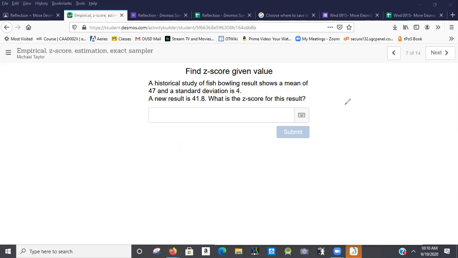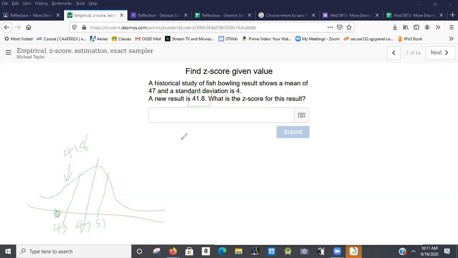Historical study, okay, what are we looking for? Let me draw my picture real quick. Very bad normal curve. 47, standard deviation of 4. So 1 standard deviation up would be 51. 1 standard deviation down would be 43. I don't know if that's important, but I'm going to throw it in there. Oh, 41.8. What's its z-score? So that's going to land roughly here. There's my 41.8. It's going to be negative 1 point something is my guess.